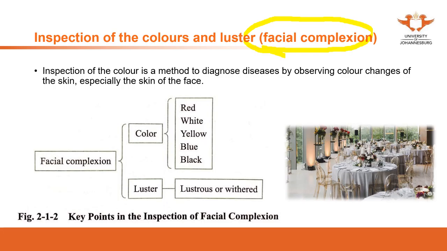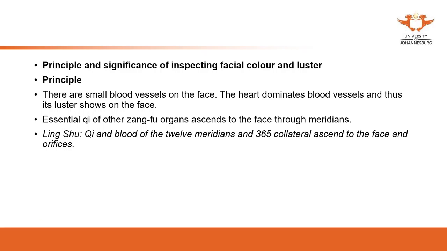So for the facial complexion, we're going to observe the color and the luster. Principles and significance of inspection of facial color and luster. This actually tells us how we can see your body conditions from the facial complexion. That's because the facial complexion can indicate the qi, the essence of the body, the essence of the zangfu organs. That's why we can see from the face the essence of zangfu organs.